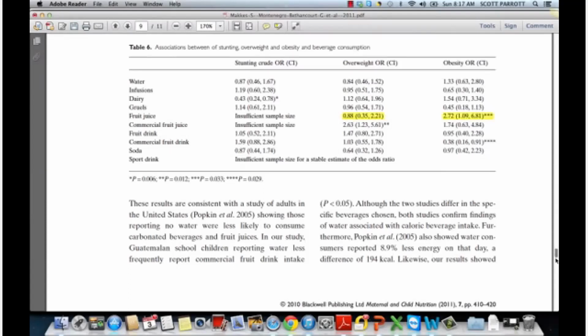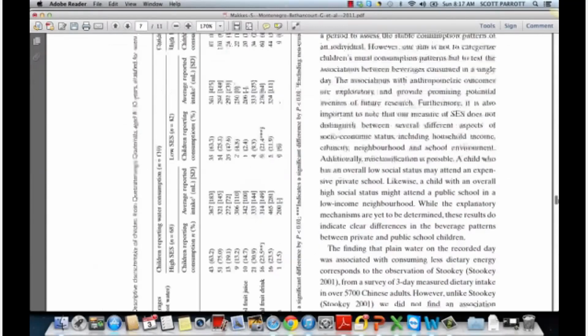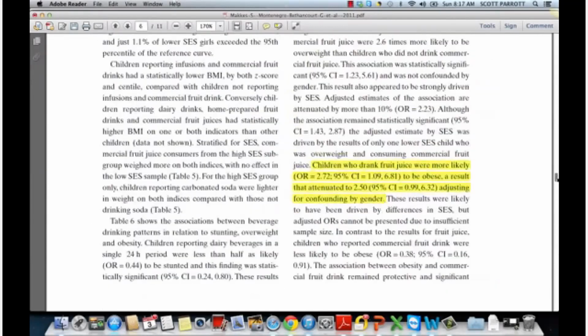The outcomes that are reported in the table are going to be slightly different than the outcomes, if you'll notice, that the authors report up in the text. And the reason is what they did in the text is they report the odds ratios, but after adjusting for confounders.